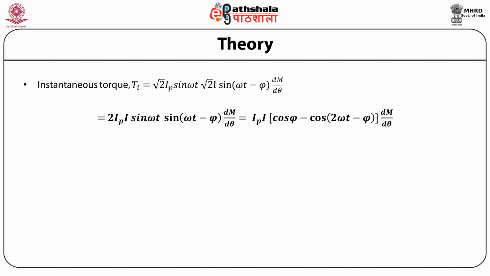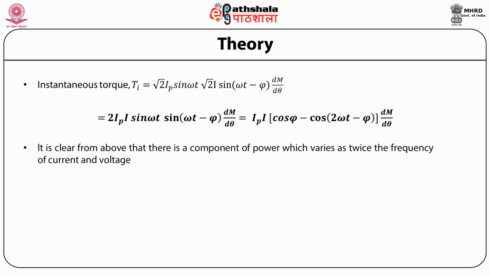And the final expression for instantaneous torque Ti is given as Ip I [cos φ − cos(2ωt − φ)] dM/dθ. It is clear from above that there is a component of power which varies as twice the frequency of current and voltage.